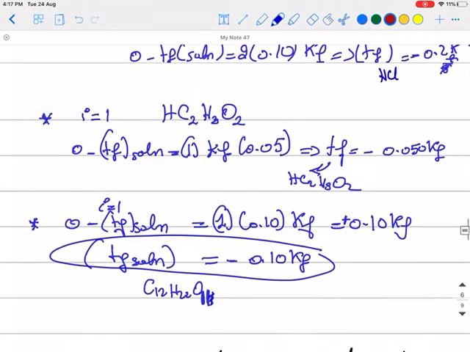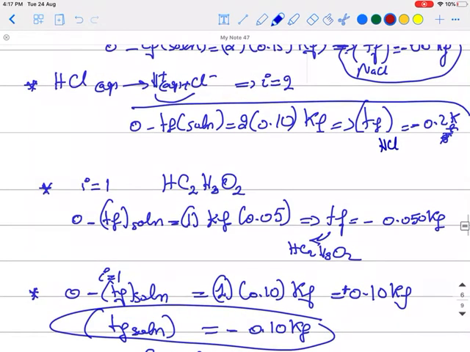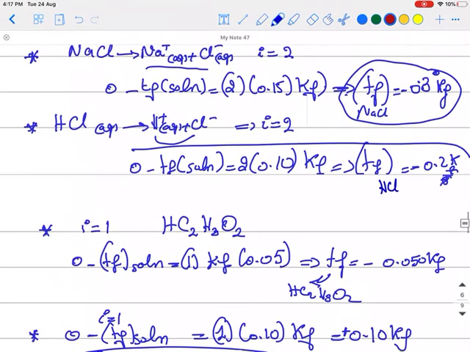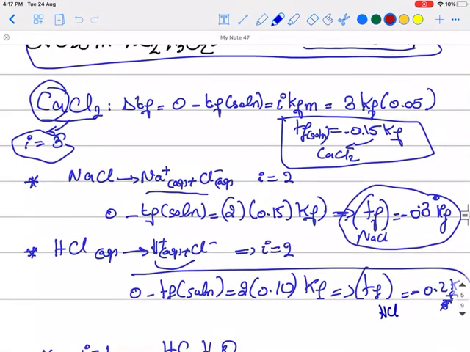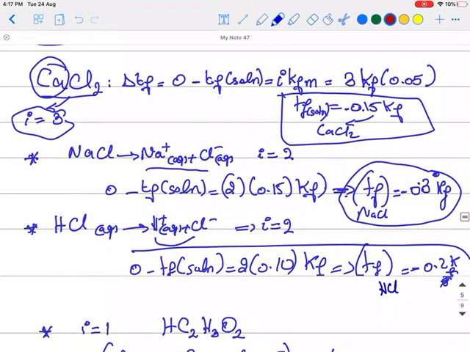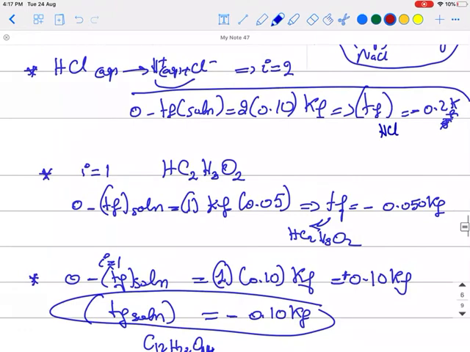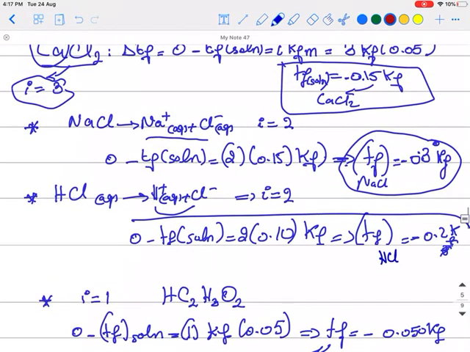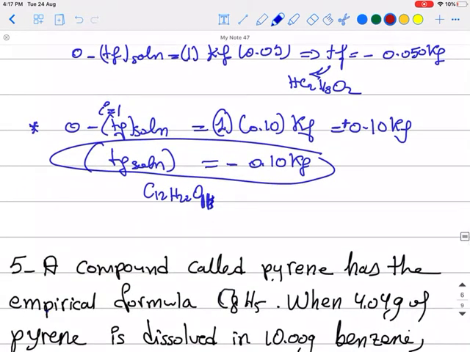Now I will compare which one is the smallest and which one is the largest, and I will start from the smallest. We have the values for sucrose, minus 0.10 Kf, minus 0.05, minus 0.2, and minus 0.3, and minus 0.15. So the smallest one is minus 0.3, followed by minus 0.2, followed by minus 0.1, then at last minus 0.05.